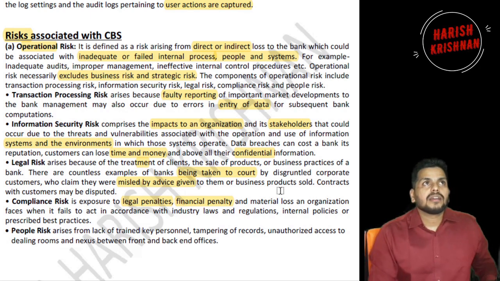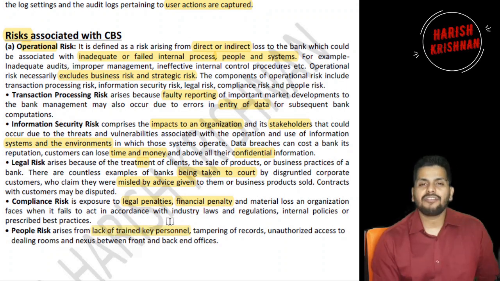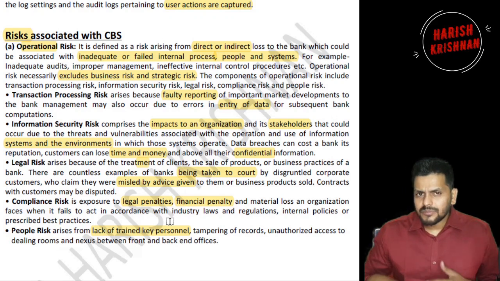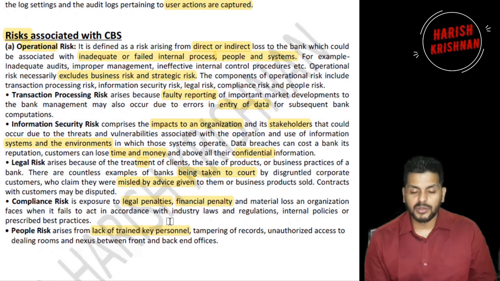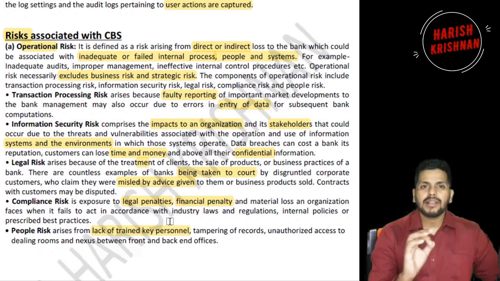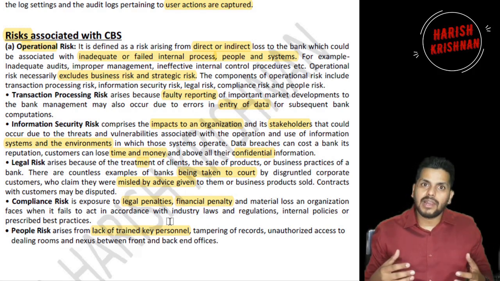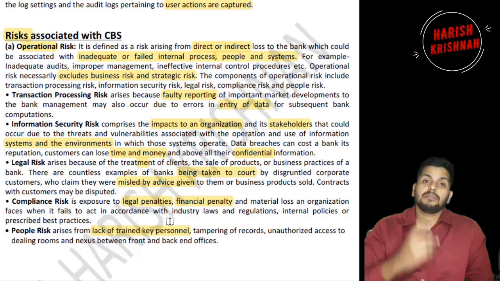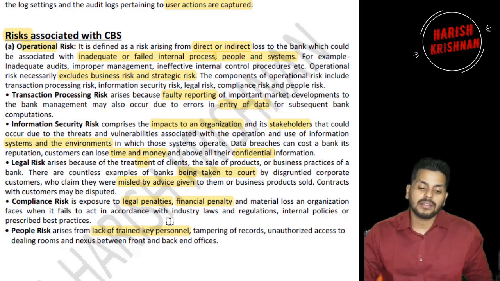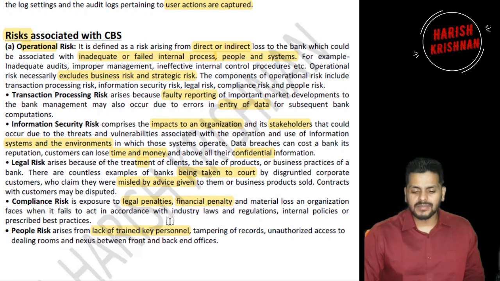Finally, the biggest danger is our own people. If you don't instruct them or train them properly, people risk can arise from lack of trained personnel. They can tamper records, unauthorized access to dealing rooms, and a nexus between front and back end officers. If people are not trained properly, if there's a gap between front end and back end, or if they collude and do some mistake together, all these are serious aspects that can bring bad name to the bank. So bank should make sure that they have adequate controls. What are the controls for all this has been discussed in the later part.